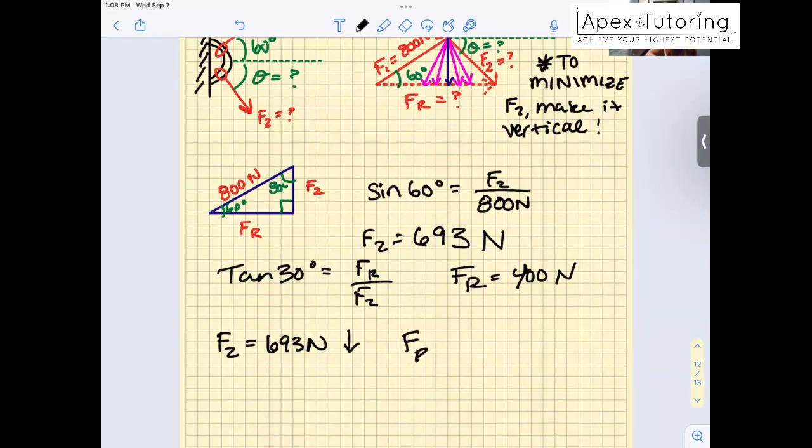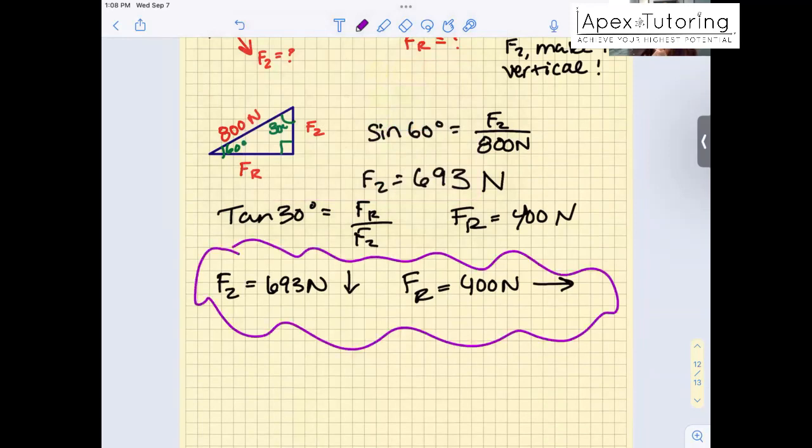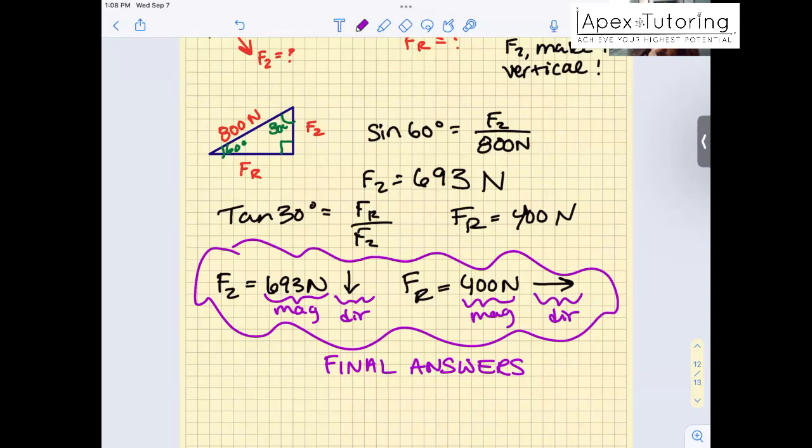And FR, its magnitude is 400 newtons. And what is its direction? Horizontal, pointing directly to the right. So that's how you would give your final answers, with a magnitude and a direction. This is your magnitude. This is your direction.